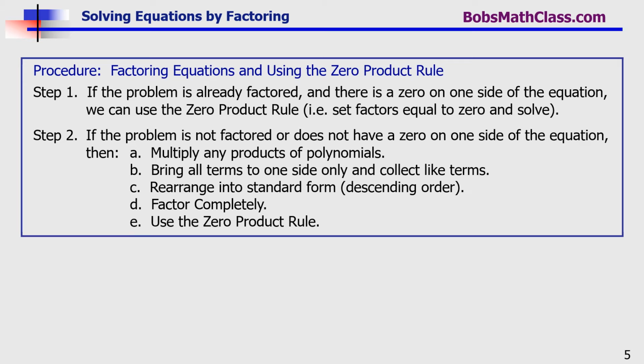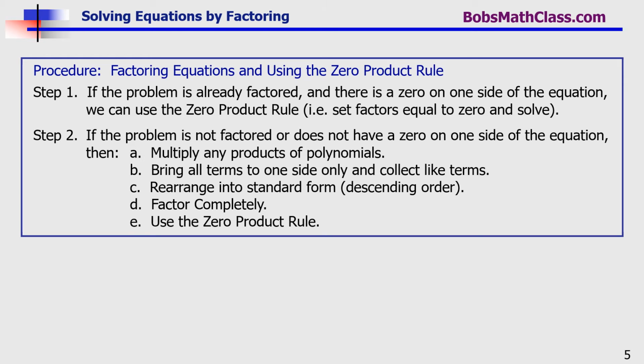Okay, so here's a procedure for factoring equations and using the zero product rule. If it's already factored, that's what we just did. If the problem is already factored and there's a 0 on one side of the equation, again what we just did, then we go right to the zero product rule. Set each factor equal to 0 and solve.